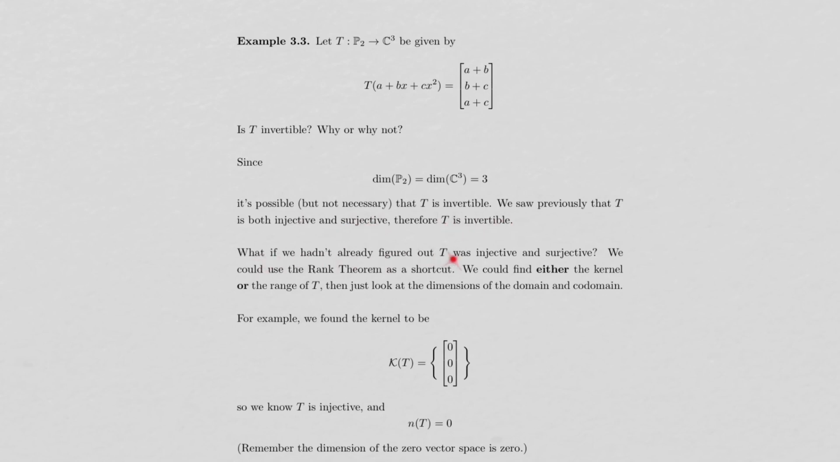But what if we hadn't already done that work? What if we hadn't figured out that T was injective and surjective before? What if we were just starting with this example and we were given T and we wanted to know if it was invertible? Well, it turns out that we can find either the kernel or the range, but we don't have to find both. So we can use the rank theorem as a shortcut.